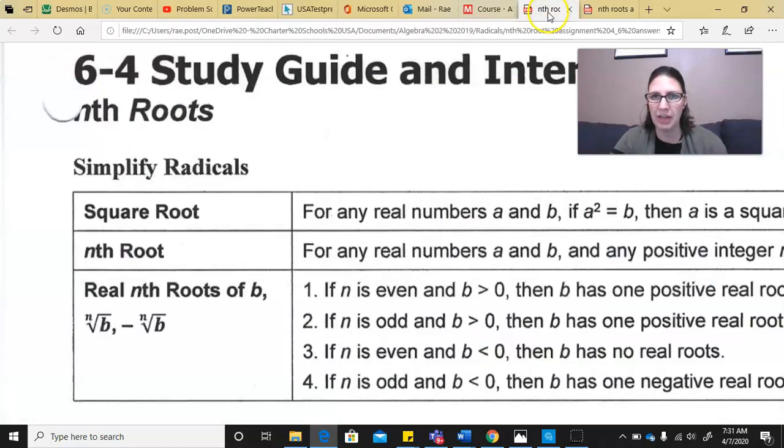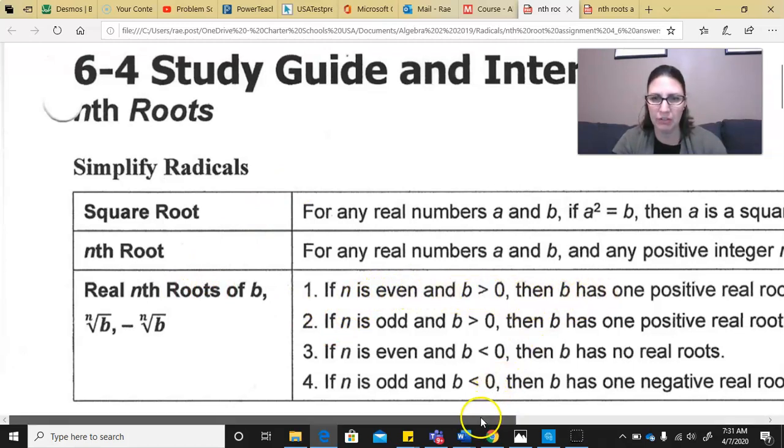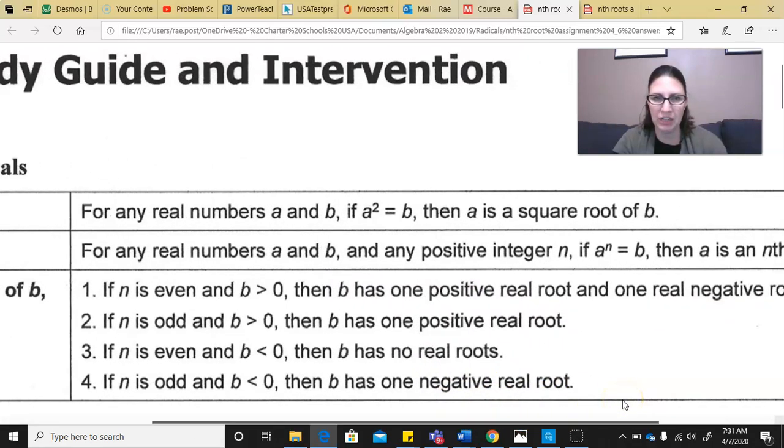So let's just go back to the assignment here that you guys were assigned yesterday. Make sure that you have this chart and make sure that you use it. I did go over it in last week's lesson, but it's just nice to have it written out like that. So it just talks about that index. And if it's a square root, that's even. You know that if you have a positive number, you're going to have one positive root and one negative root.